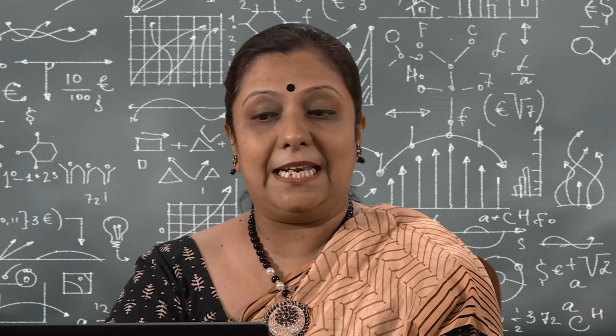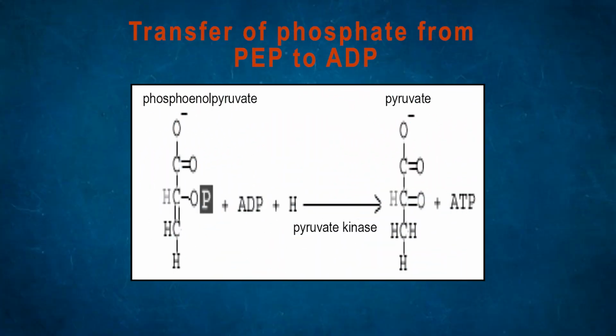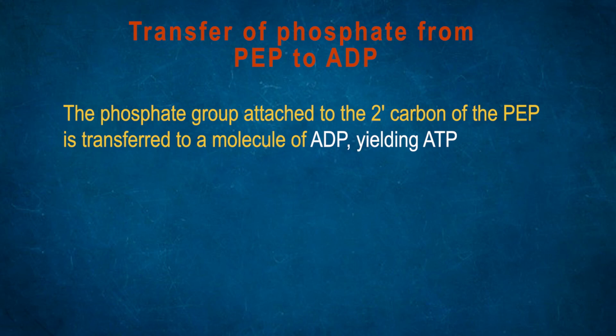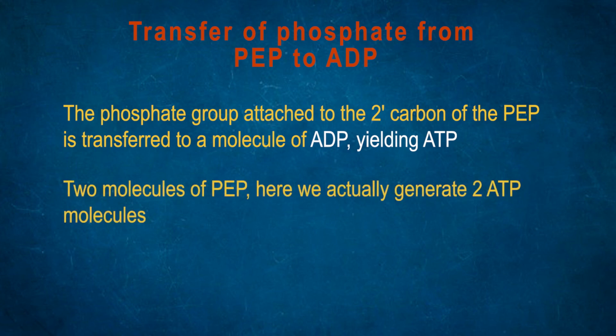The last step, step 10, that is transfer of phosphate from phosphoenolpyruvate to ADP. Phosphoenolpyruvate readily donates its phosphate group to ADP, making a second molecule of ATP. The enzyme involved here is pyruvate kinase. So ultimately pyruvate and ATP are produced. The phosphate group attached to the 2' carbon of phosphoenolpyruvate is transferred to a molecule of ADP to generate ATP here. So once again 2 ATP molecules are generated as 2 molecules of phosphoenolpyruvate are used here, and a magnesium ATP complex is also formed here.